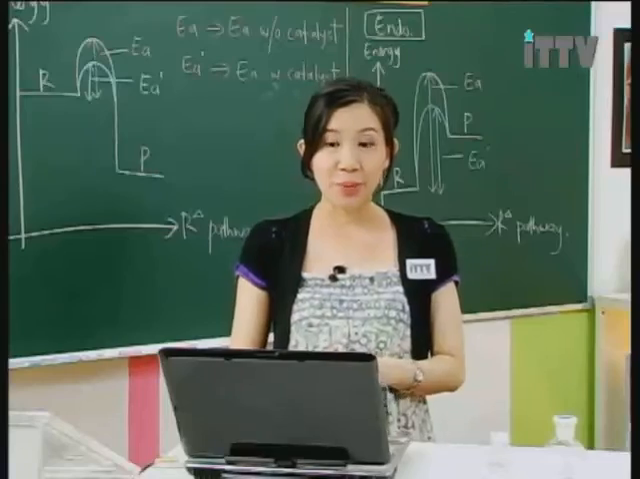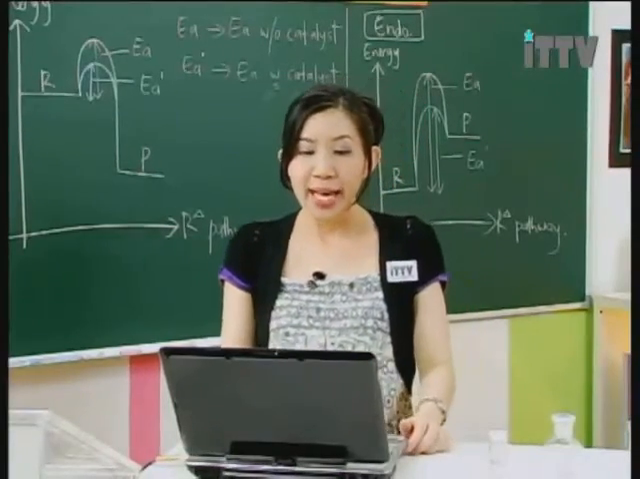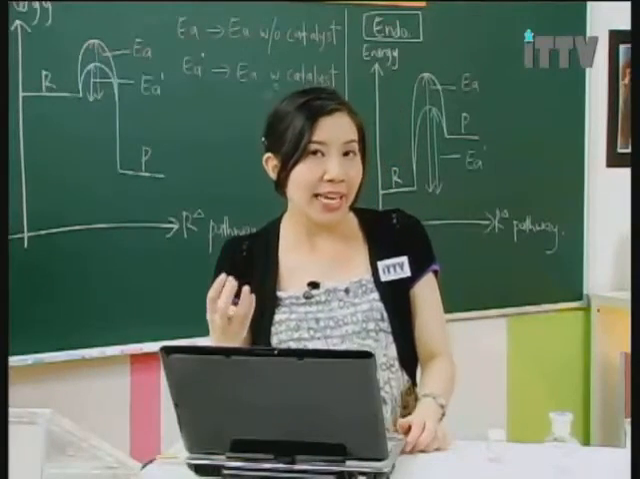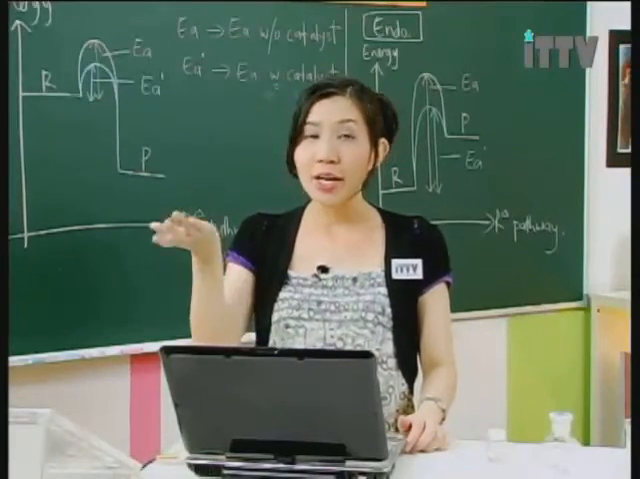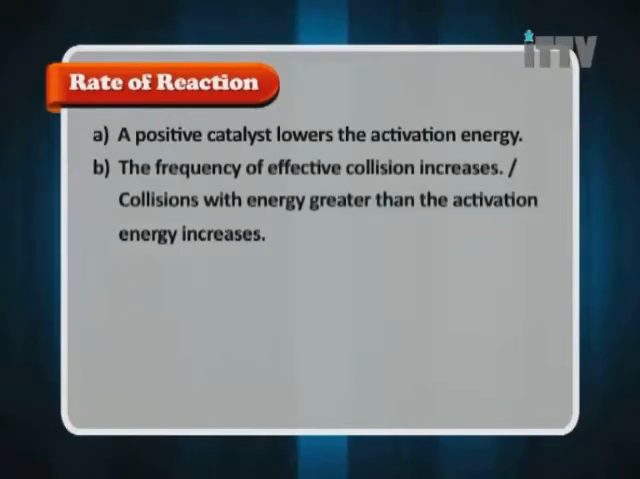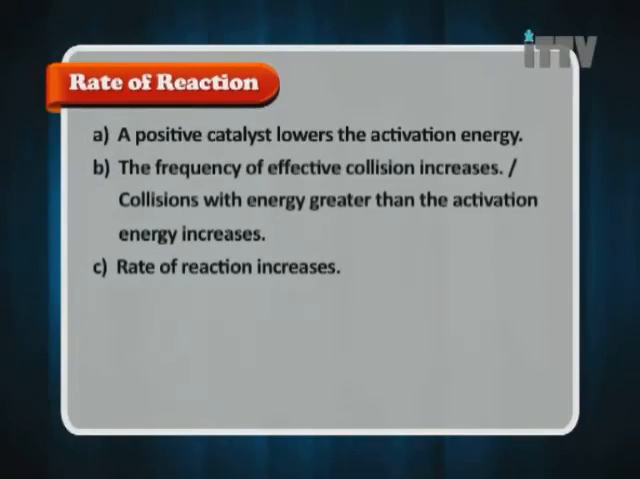So, let us see how we can use collision theory to explain how a catalyst affects the rate of reaction. A positive catalyst lowers the activation energy. The frequency of effective collisions increases, or we could say the collisions with energy greater than activation energy increases, thereby the rate of reaction increases.